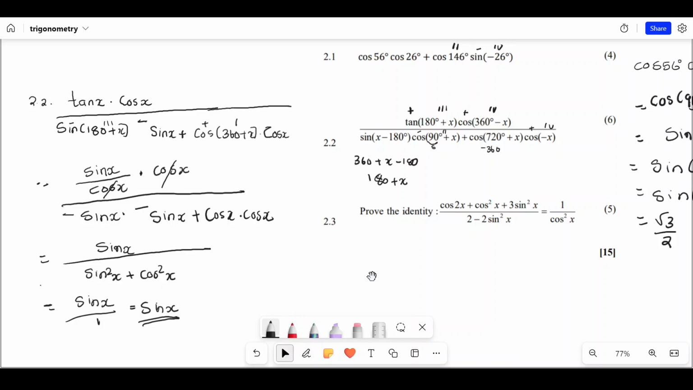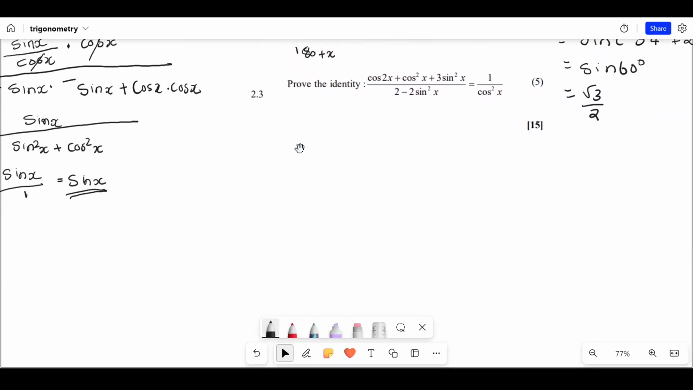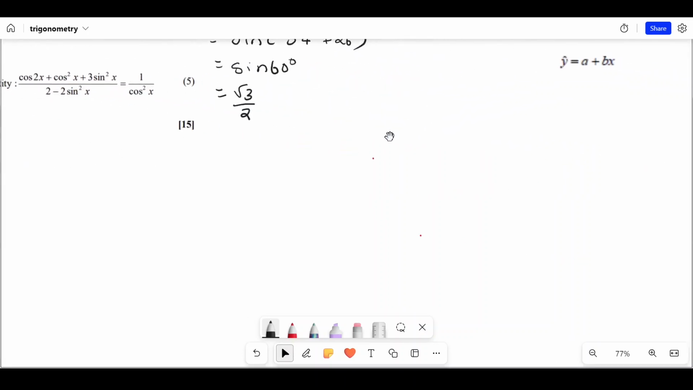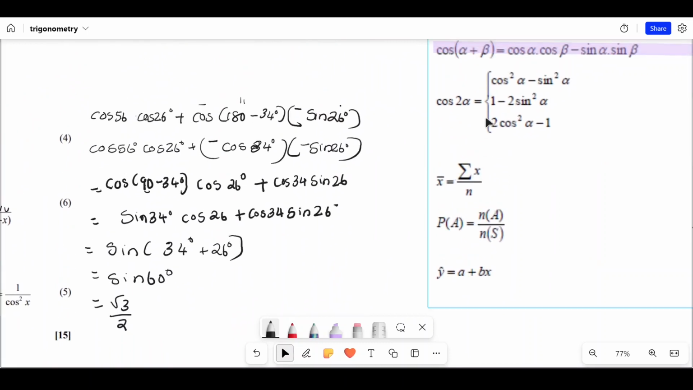Okay, let's go to the last one here. 2.3, prove the identity. So when you are proving the identity, you always start with either the left hand side or the right hand side. Let us start with the left hand side here because you have more things to simplify on the left than on the right. So left hand side, cos 2x can be changed. Looking at these other terms in here, you can always look at the formula sheet to see which formula to use. So I have the formula sheet here. Look at the formula sheet, which formula you can use. So here it looks like this is appropriate.